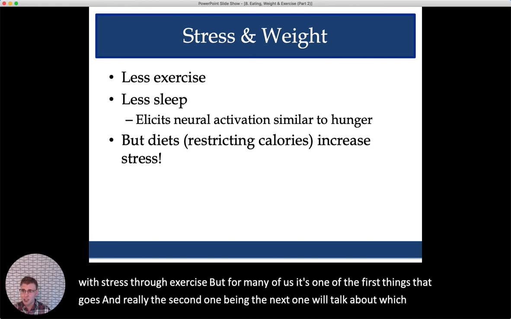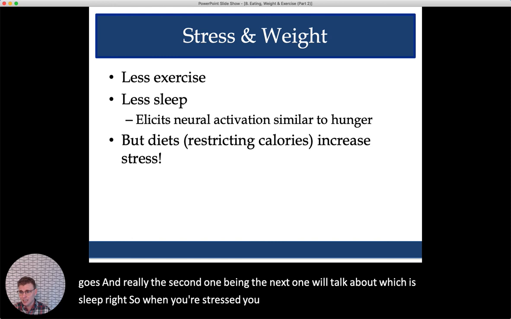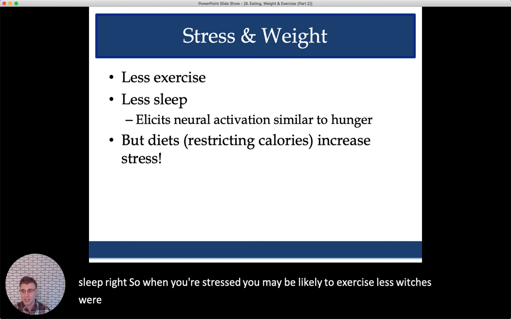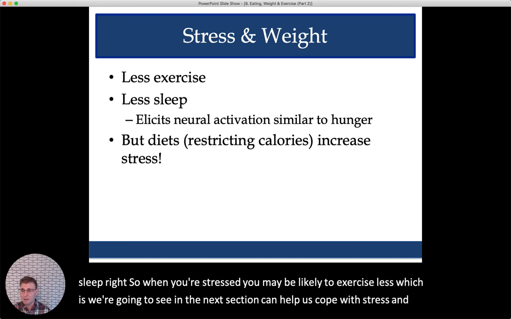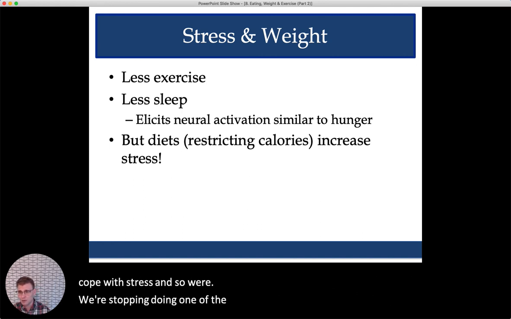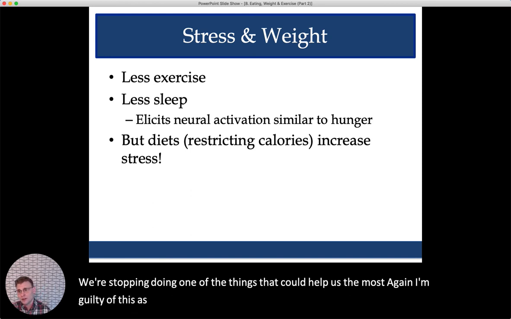So when you're stressed, you may be likely to exercise less, which, as we're going to see in the next section, can help us cope with stress. And so we're stopping doing one of the things that could help us the most. And again, I'm guilty of this as well. And then the second thing that often goes is our sleep.